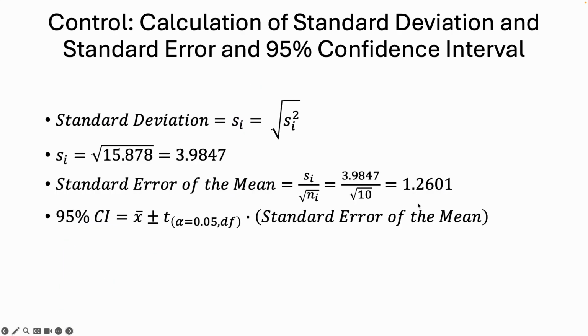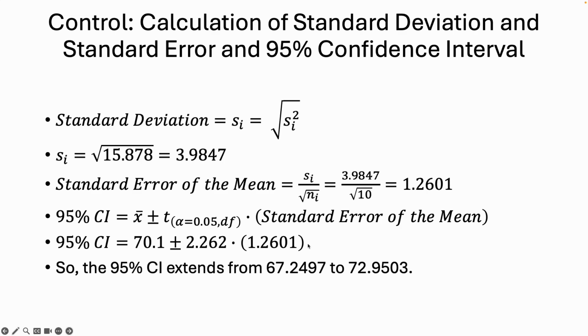And so we're going to basically create an equation where we have 70.1 is the mean, and we add to that 2.262 times 1.261, and we subtract from 70.1 2.262 times 1.261. This creates a confidence interval that extends from 67.25 up to 72.95.